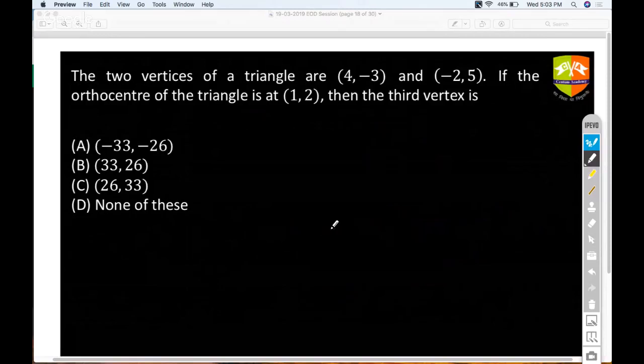Next, two vertices of a triangle are given to us: 4 comma -3 and -2 comma 5. If the orthocenter of the triangle is at 1 comma 2, find the third vertex. So this is your 18th question.